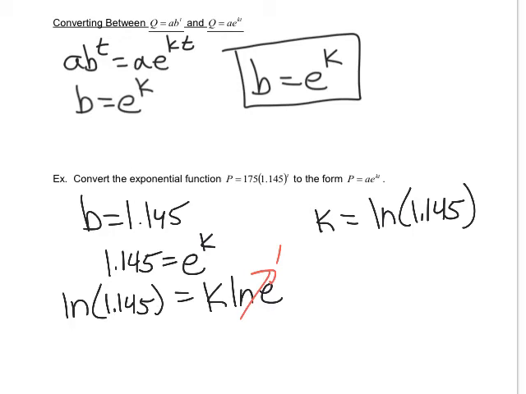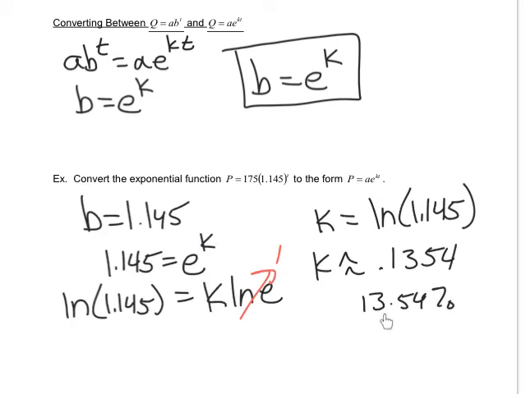If you put that in, you get an approximate continuous rate of 0.1354, which is 13.54%. So let's look at that for a minute. My continuous rate is 13.54, and that's coming from an annual rate of 14.5. So they should be pretty close in value, although not quite exact.